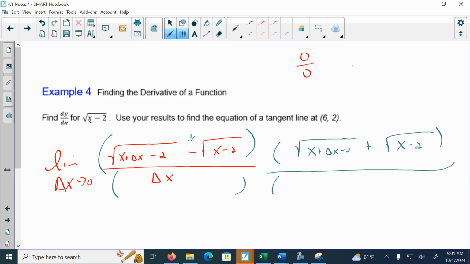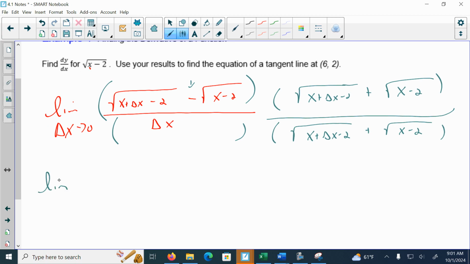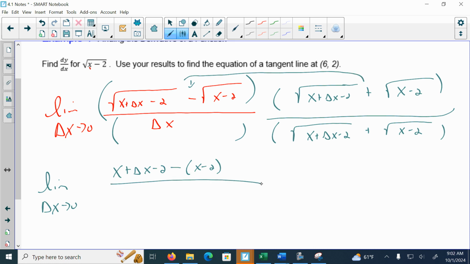And this is all over the same thing, because in order to keep it equal, you have to multiply both the numerator and denominator by the exact same thing. So I have that written, and now I'm going to multiply. Remember, when I multiply the conjugates, the middle term goes away, the radicals go away, so I'm left with x plus delta x minus 2 minus the quantity of x minus 2. That's me multiplying these two all over delta x times all that stuff.